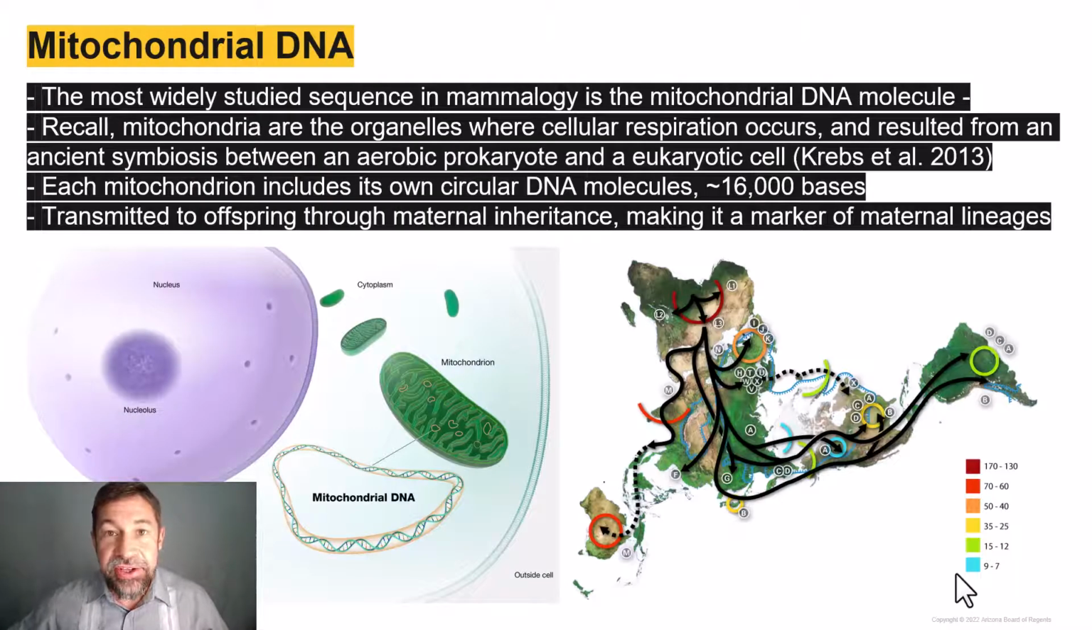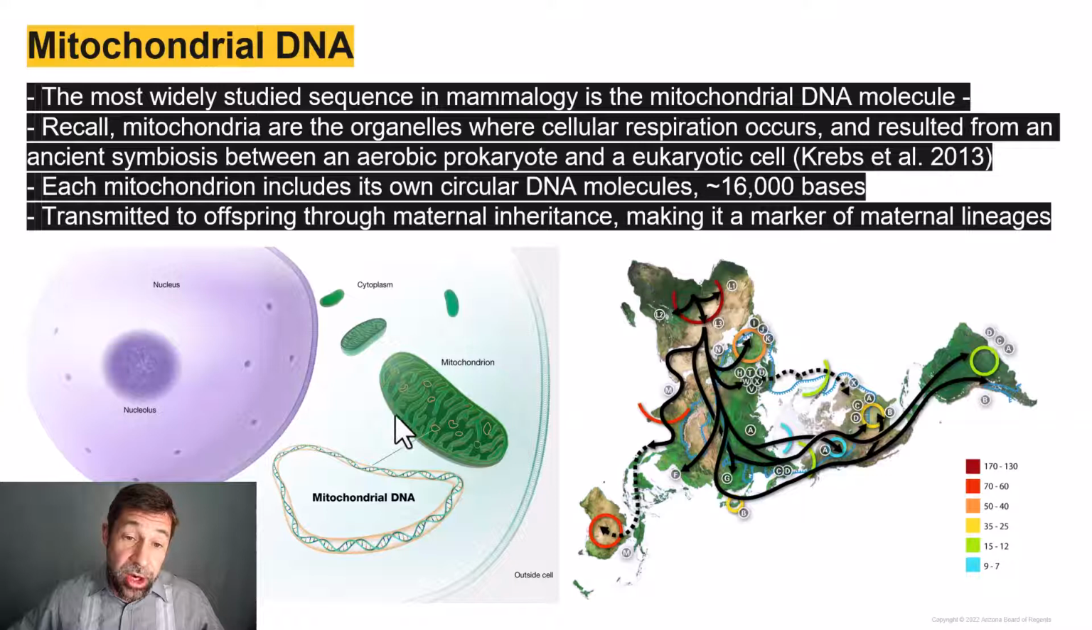The most widely studied sequence in mammalogy is the mitochondrial DNA. You remember mitochondria from your General Biology 1 class. Those are the organelles that are considered the powerhouses of the cell. These are the organelles that do cellular respiration for the larger eukaryotic cell. That is to say, they convert glucose into ATP.